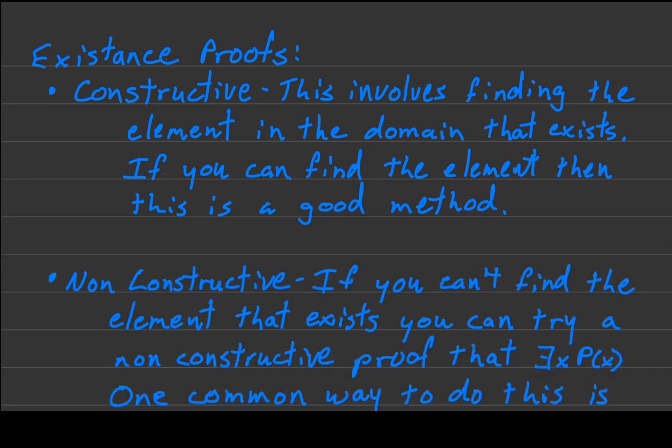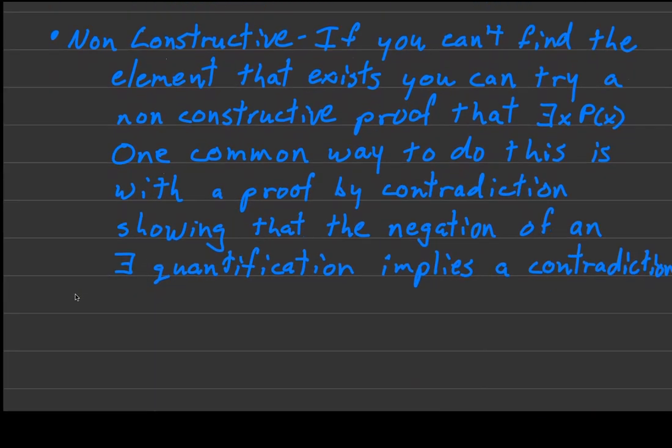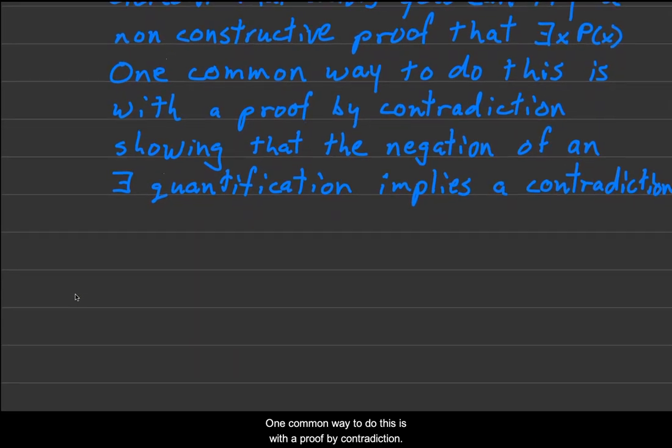However, many times you cannot find that existence of an element, so you end up with a non-constructive proof as your only option. So that tends to be, if you can't find the element that exists, you can try the non-constructive proof. And what you're trying to show there is that there exists an x in your function p of x. One common way to do this is with a proof by contradiction, showing that the negation of there exists quantification implies a contradiction.